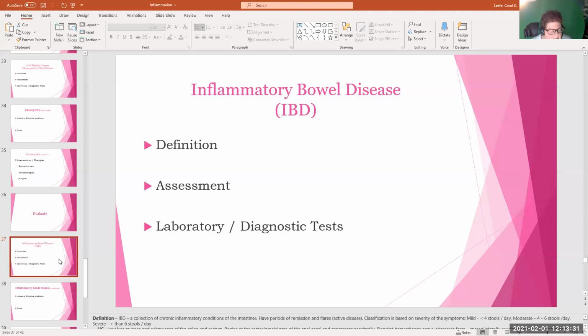Ulcerative colitis, again, they can have toxic megacolon, perforation, which ends up in peritonitis, massive hemorrhage, and of course, increased risk of colorectal cancer 8 to 10 years after diagnosis with one of these diseases.